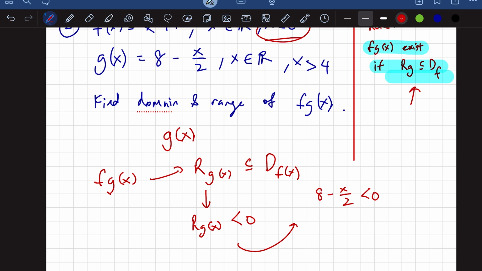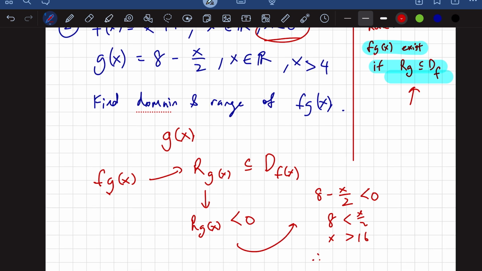All right, so we're going to simplify that. It will be less than x over 2, so x must be more than 16. Okay, so this is very important. For the domain to exist, we must say that therefore x must be more than 16 for fg(x) to exist or to be valid.